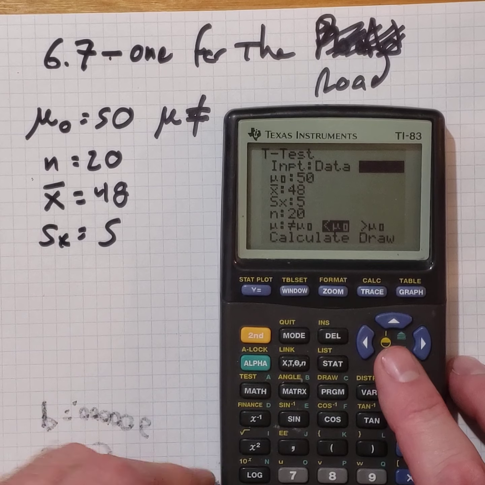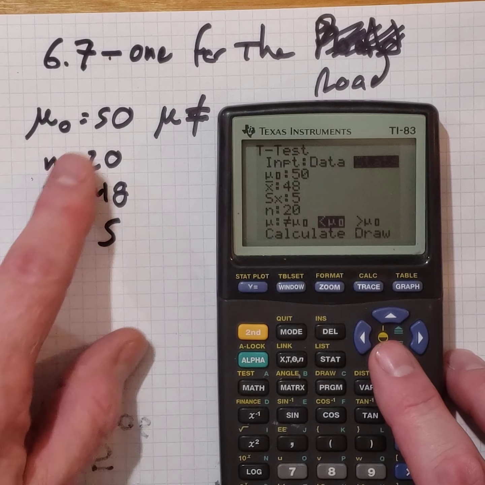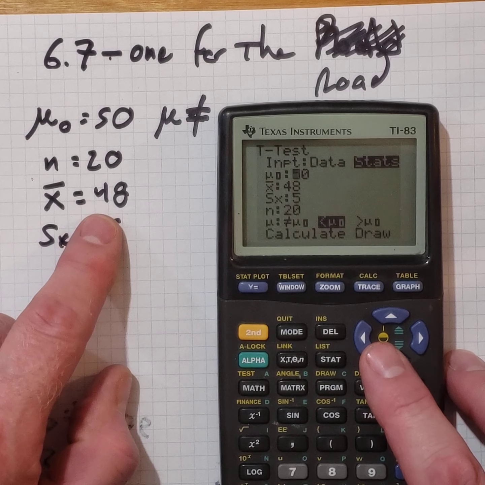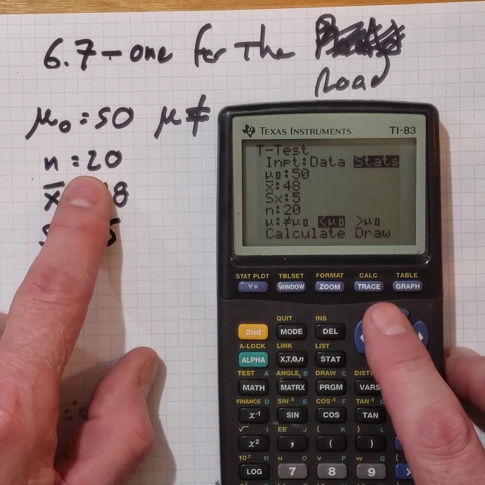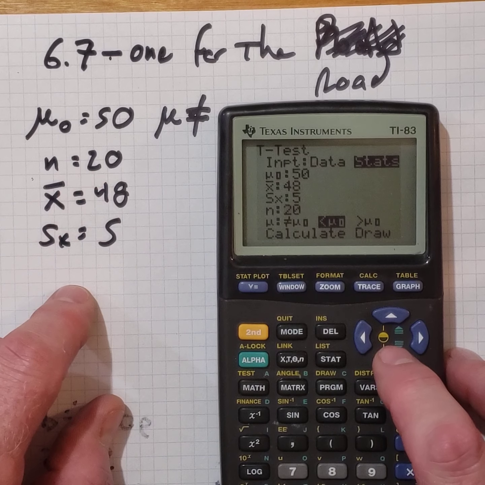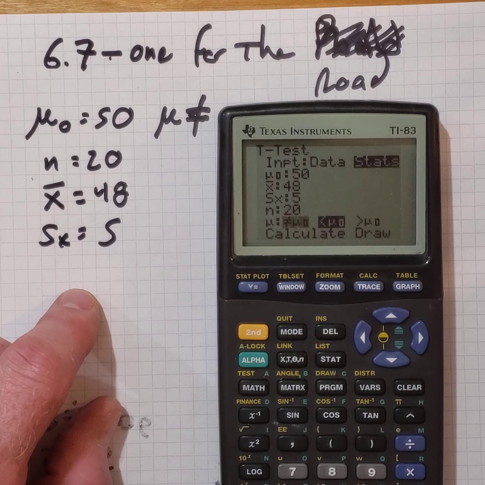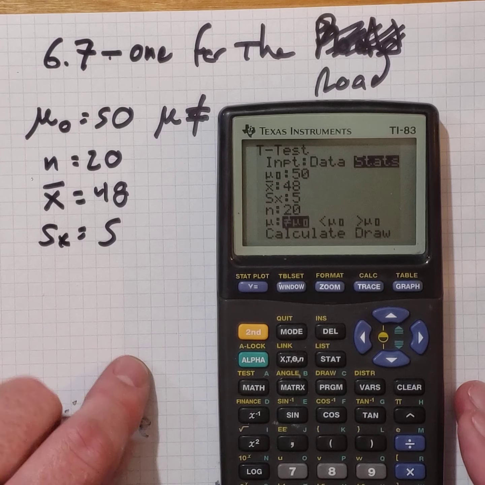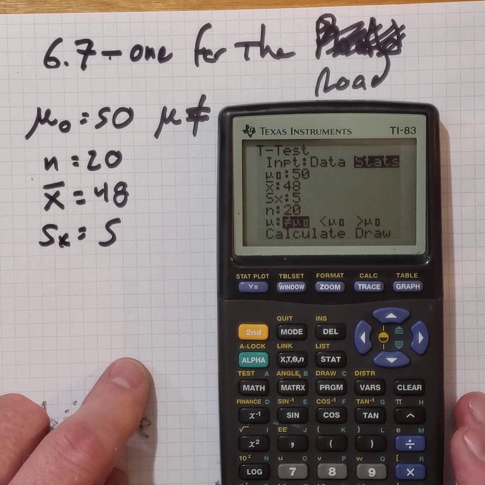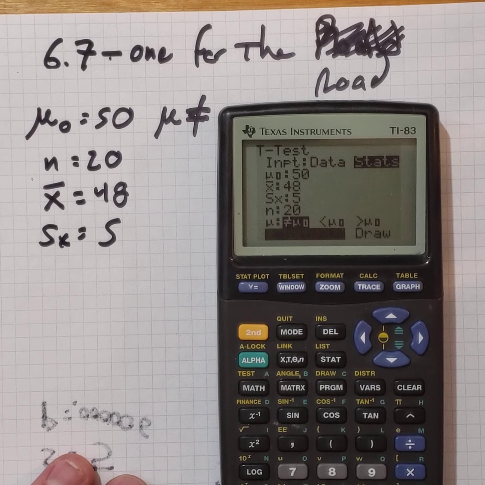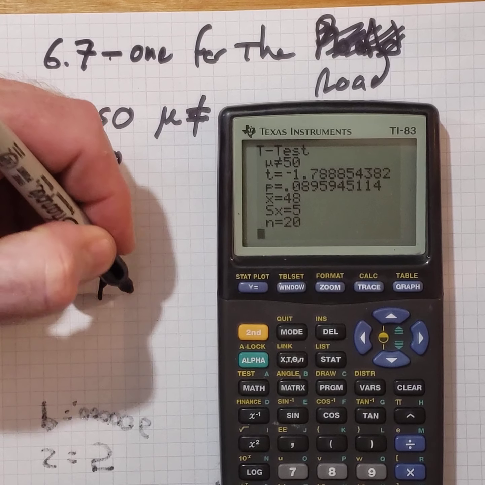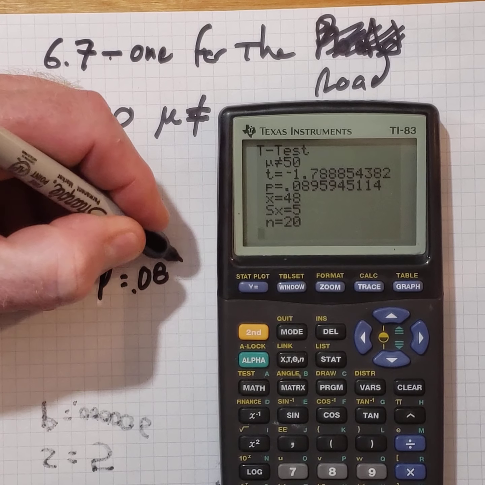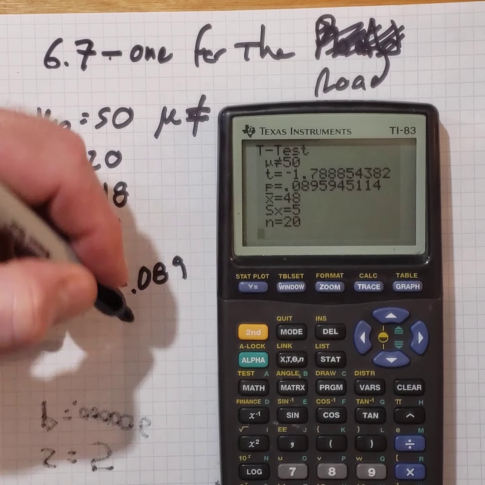And I already tested this, so my numbers are already in the calculator. Mu naught is 50, X bar is 48, standard deviation of the sample is 5, sample size is 20, and I want a two-tailed test. I'm just checking to see if it's true. I don't know if they're high or low. And we go to calculate, and we get that our p-value is 0.089.